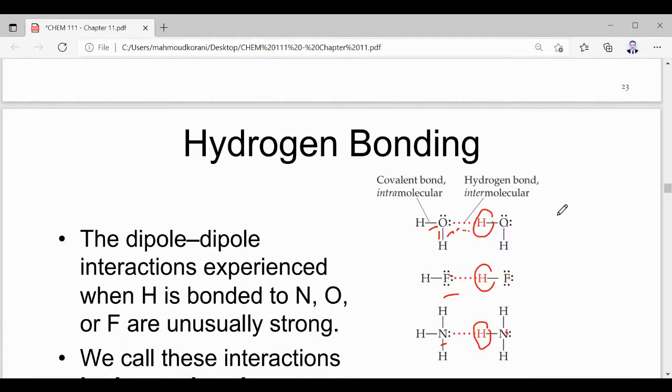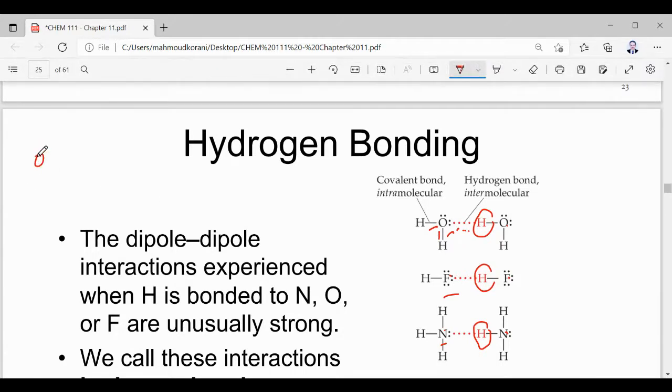Actually it's a dipole-dipole interaction. These are water molecules, which, as you know, are polar compounds. Here it's partially negative, and here it's partially positive. If you have another molecule of water next to it, this is partially positive. The interaction between this negative and positive charge is dipole-dipole interaction.